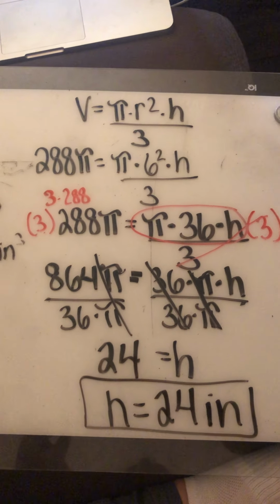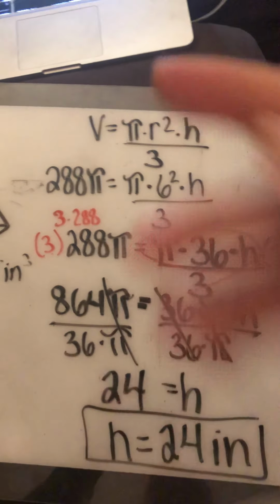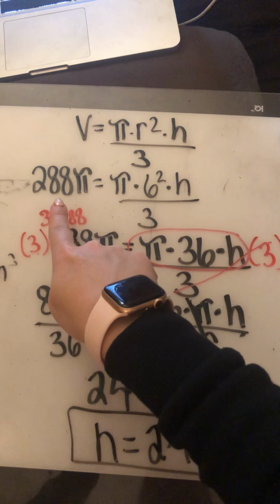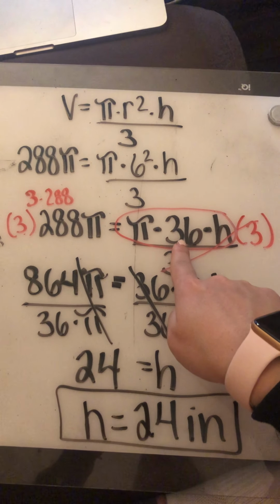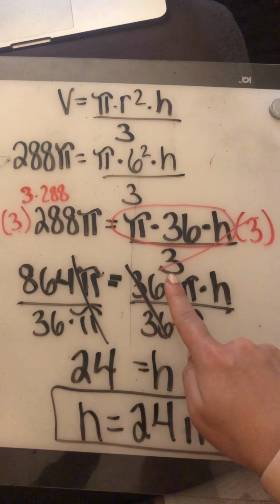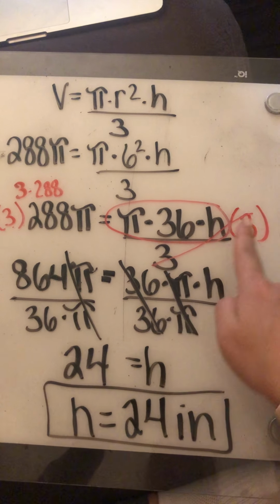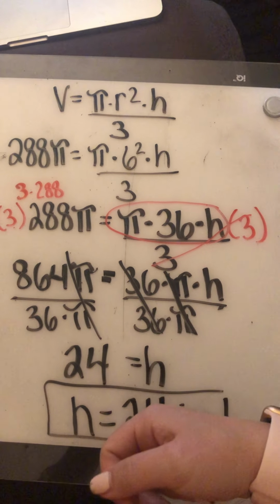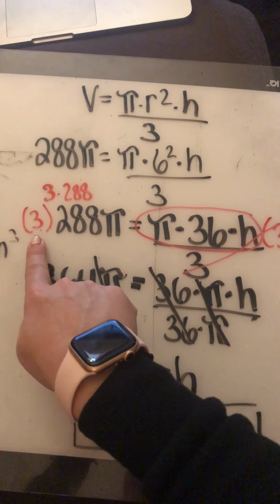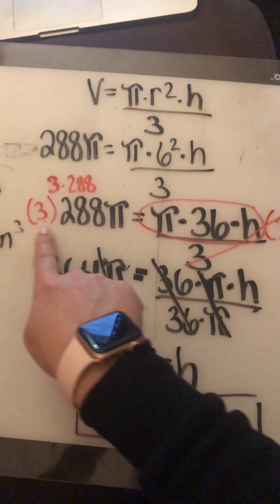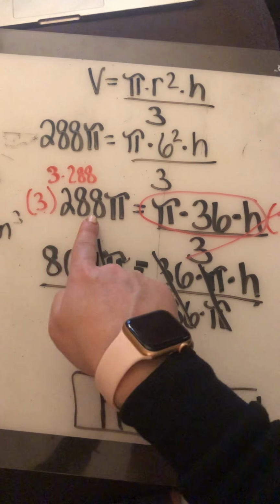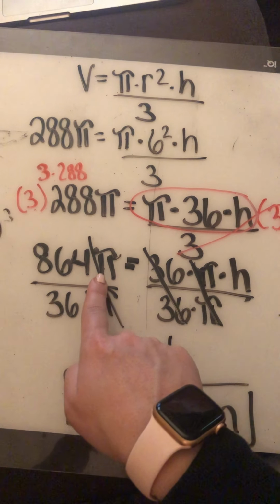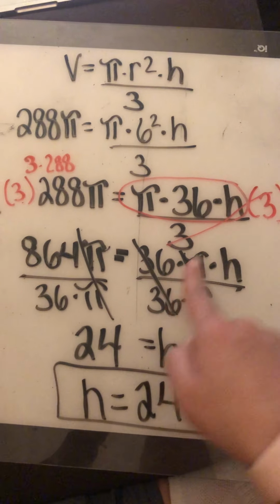Okay, so there's our work. I'll take you through it one more time. Formula, plugged in the volume, plugged in the radius. Exponents first, 6 to the second power is 36. Multiply by the denominator of 3 to eliminate the fraction on the right side. Whatever you do to one side, you do to the other. When you come over here, you're just going to multiply the numbers and leave pi with your product. So 3 times 288, 864 times pi. We get left with our numerator.